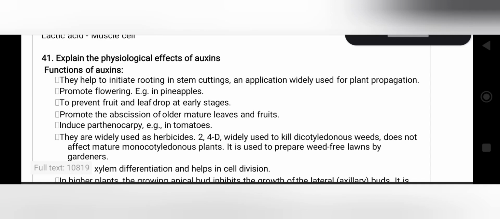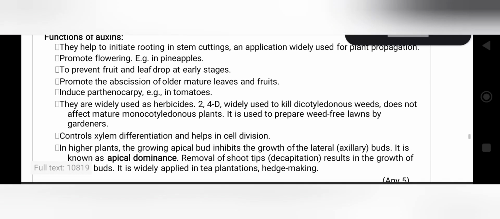Promote the abscission of older matured leaves and fruits. Induce parthenocarpy. Example in tomatoes. They are widely used as herbicides. 2,4-D widely used to kill dicotyledonous weeds. Does not affect mature monocotyledonous plants. It is used to prepare weed-free lawns by gardeners.